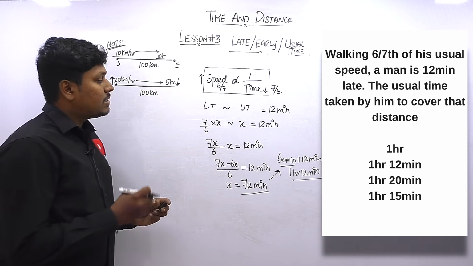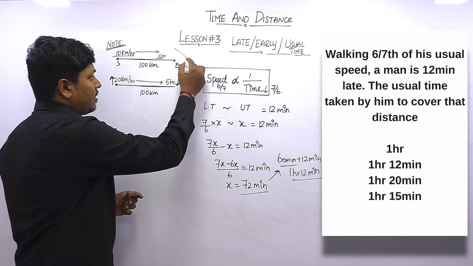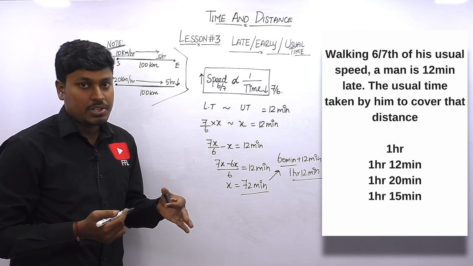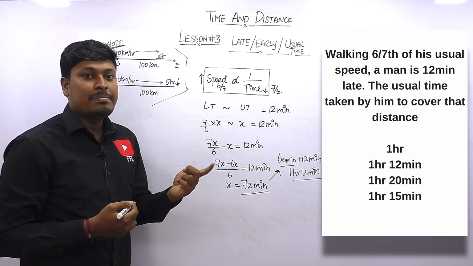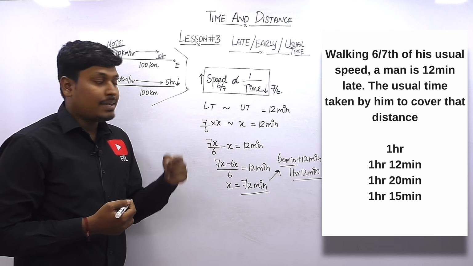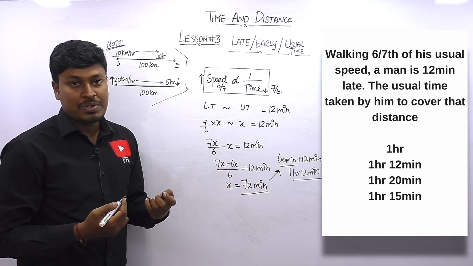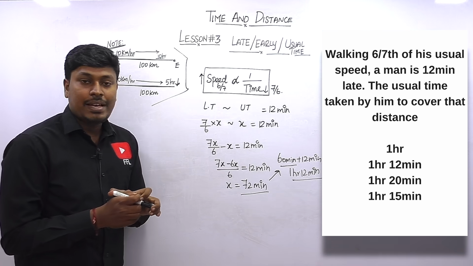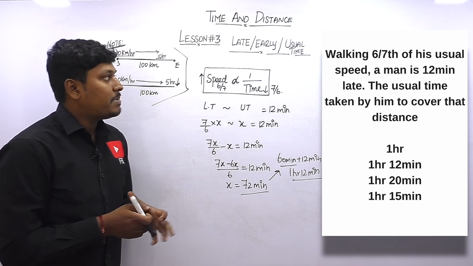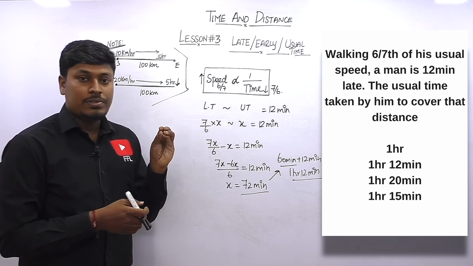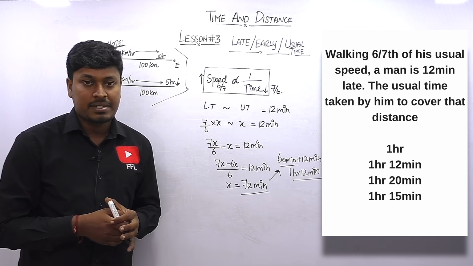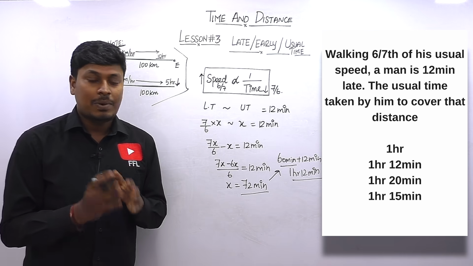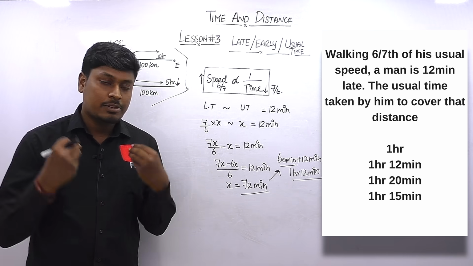Friends, got it? This is the most important logic. Remember that speed is always inversely proportional to time. They have given 6/7 of the usual speed, so the time will be 7/6 of the usual time. Finally, in this video we have solved some questions based on late, early and usual time. So take your books and practice more and more questions. Only then can you understand the concept more and more.